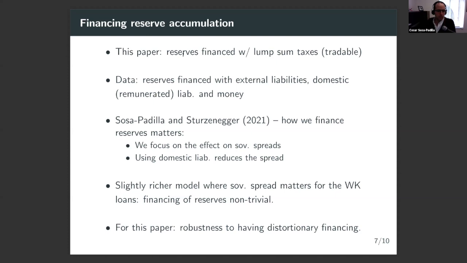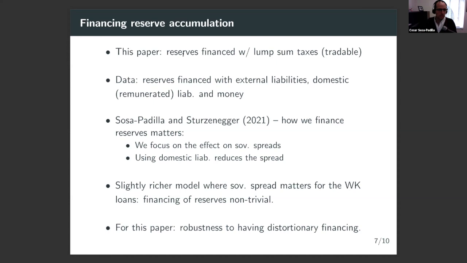So there we find that using domestic liabilities actually can help reduce the spread. So I guess what I want to say is that in a slightly richer model, not necessarily having explicit sovereign debt considerations, but where some notion of the sovereign spread matters for the working capital loans, then how we finance the reserves is non-trivial. And then that's going to play a role and potentially mitigate the benefits found in this paper. So for this paper, I will encourage the authors to think about robustness of their results to having other forms of financing the reserves. In particular, maybe they could put some sort of exogenous distortionary component in that tax.